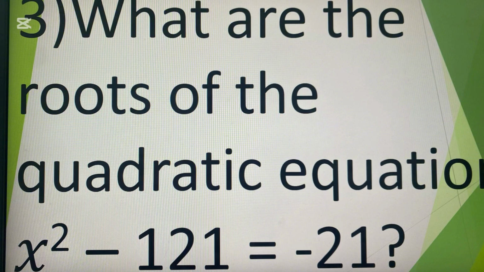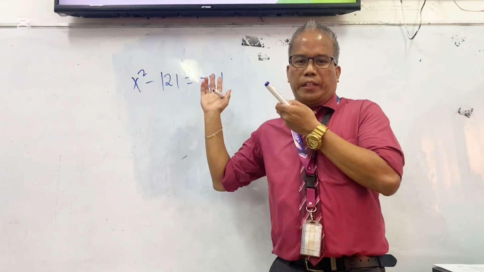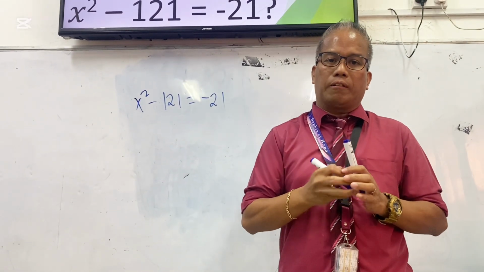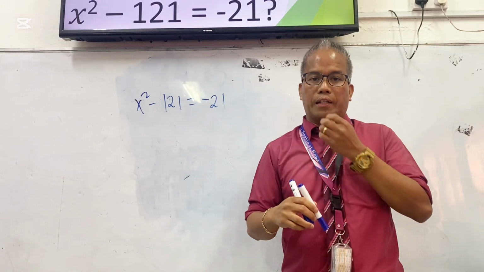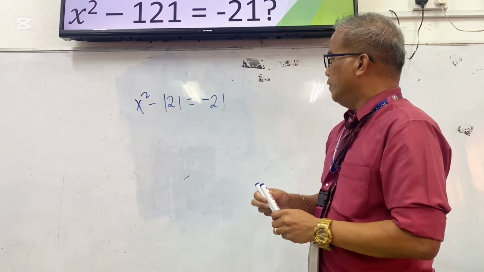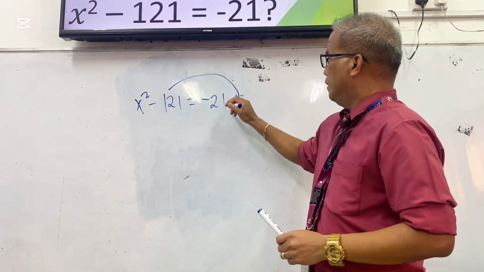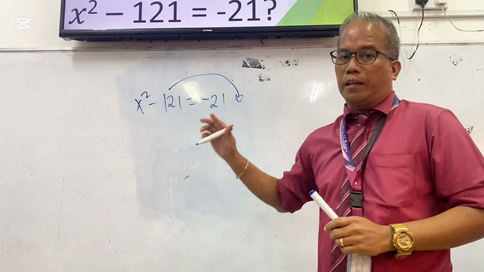So we have, what are the roots of the quadratic equation x squared minus 121 equals negative 21? If this is the case, you will see that the quadratic equation is an incomplete quadratic equation. The best method is extracting square root. Okay, all you have to do is transpose the negative 121 to the right side.